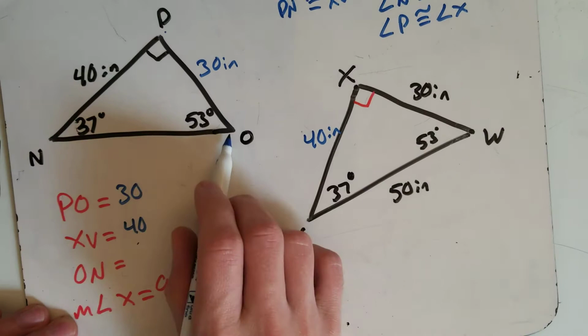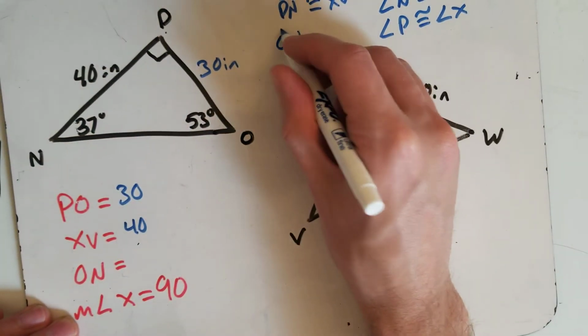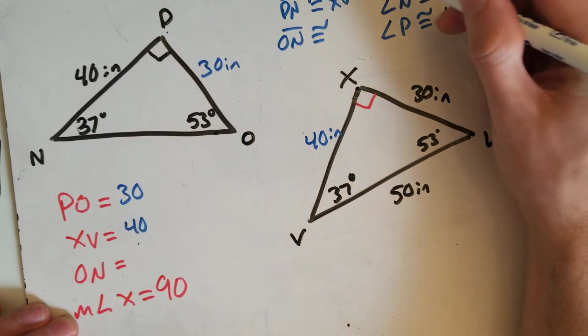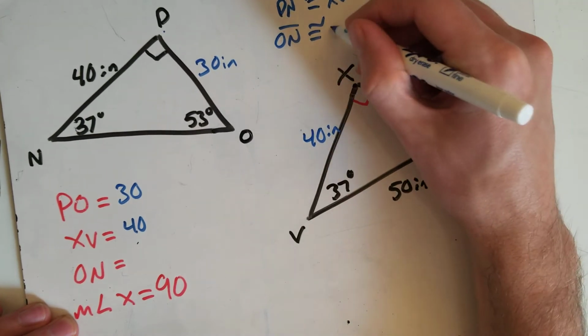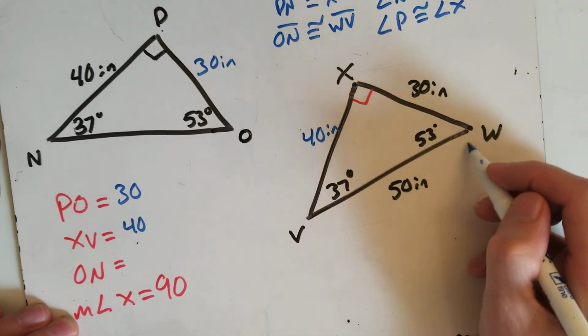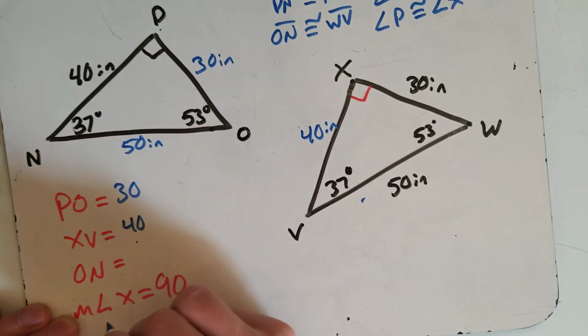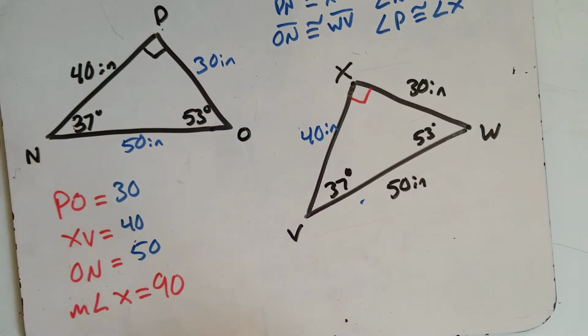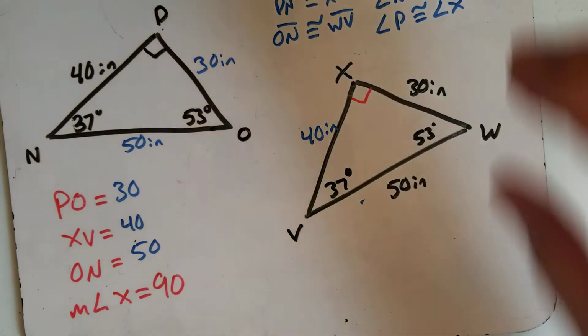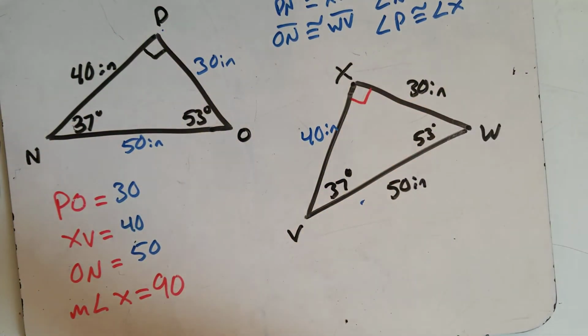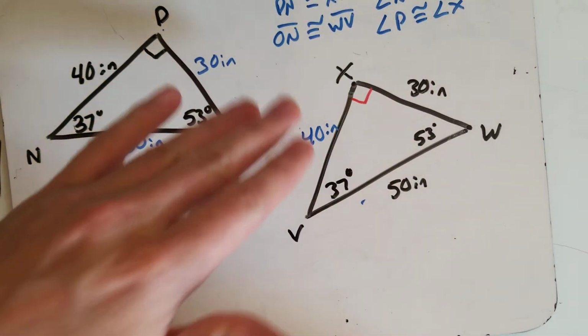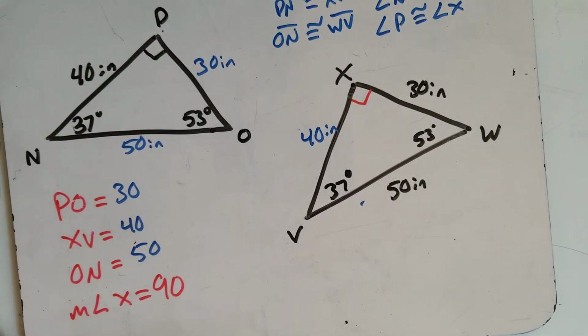And our last one is ON right down here. So ON we know is going to be congruent to, ON will go with WV. So WV is 50, which means ON will be 50 inches as well. So then we know it's 50 right over here. So once you know what angles correspond, you can use that to figure out which sides correspond, and vice versa.